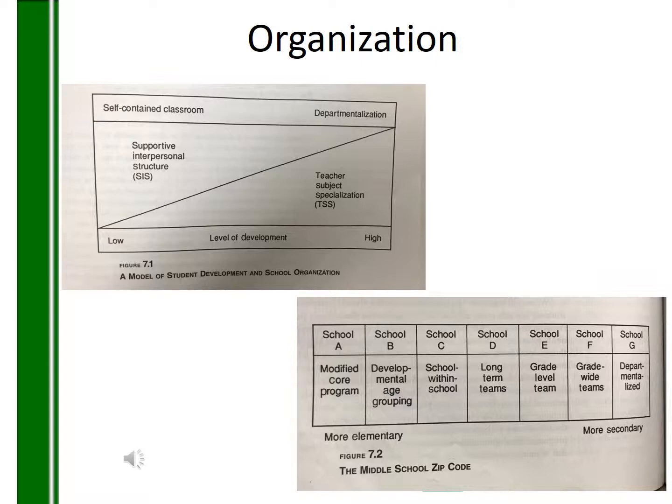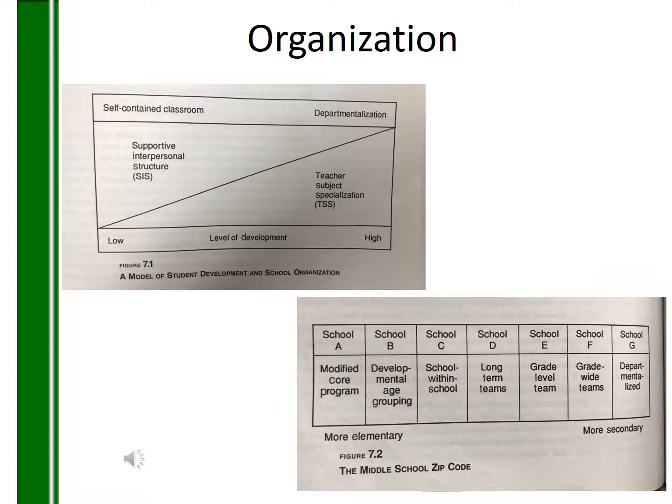Your middle schools typically fall somewhere in the middle of that linear trajectory. It can, though, go all the way back down to a self-contained classroom, and it can go up to higher levels of departmentalization depending on the nature and needs of your students. If you look down at figure 7.2, this shows different styles of groupings that are more suitable depending on where your students fall on that linear trajectory above.